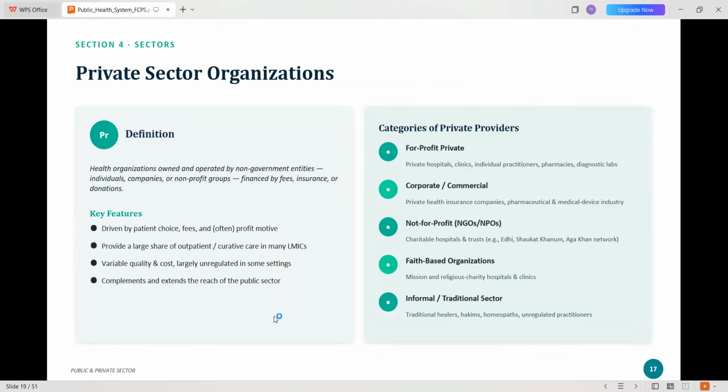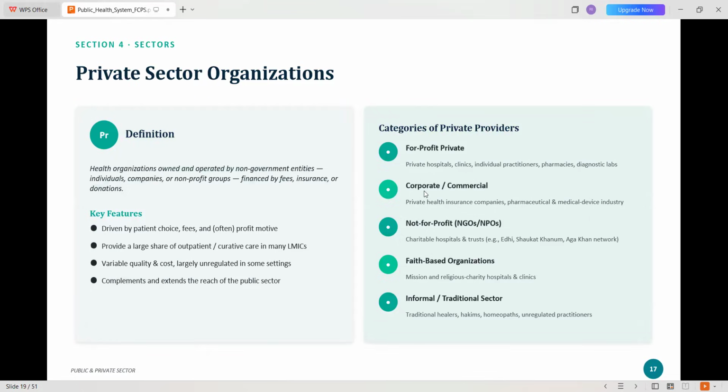Next is the private sector organization. Private sector organizations are owned and operated by non-government entities, individuals, companies, or non-profit programs, financed by fees, insurance, and donations. Key features include being driven by patient choice, fees, and profit motive. They provide a large share of outpatient curative care in many low and middle income countries, with variable quality and cost, and are largely unregulated in some settings. They complement and extend the reach of the public sector.